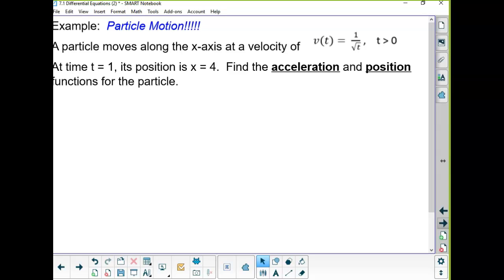Well, it says a particle moves along the x-axis with a velocity. So we have the velocity function, which is 1 over the square root of t. They tell us that at time 1, the position is 4, find the acceleration and find the position. So we actually have to take what we know and work in opposite directions.